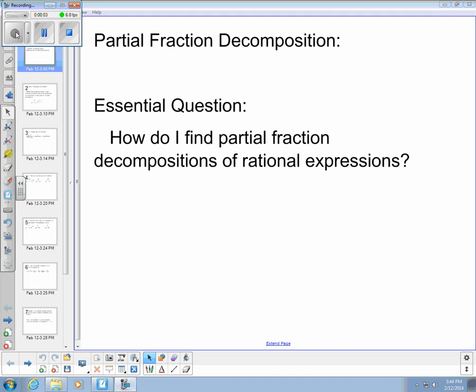The last topic we're going to cover in our rational functions unit has to do with partial fraction decomposition. So our essential question today is, how do I find a partial fraction decomposition for a rational expression? Be sure to set your paper up in Cornell format. Leave space for questions and summaries.